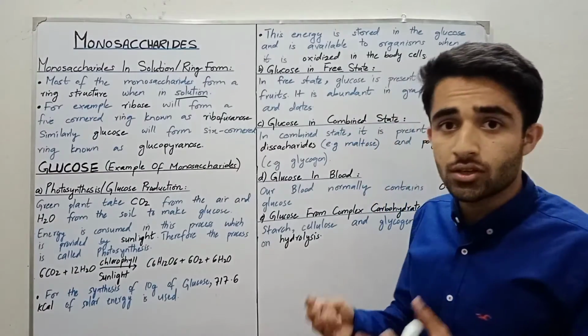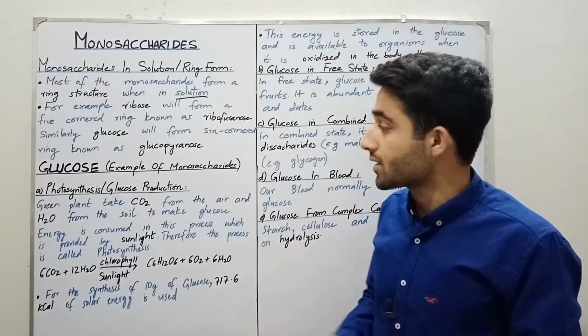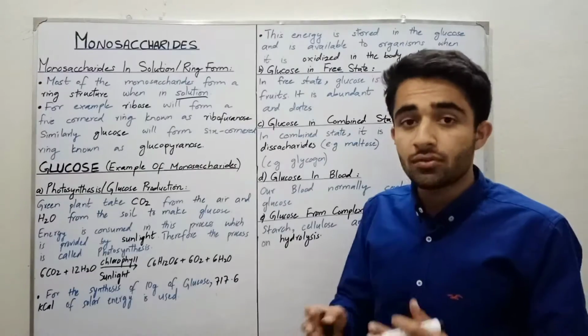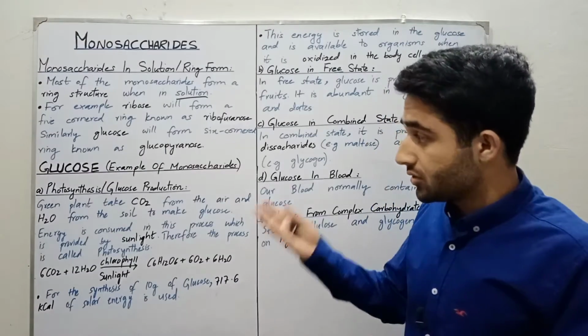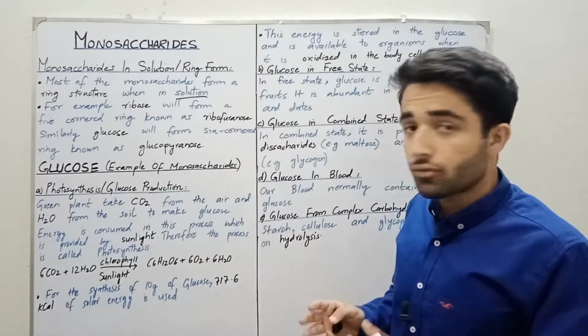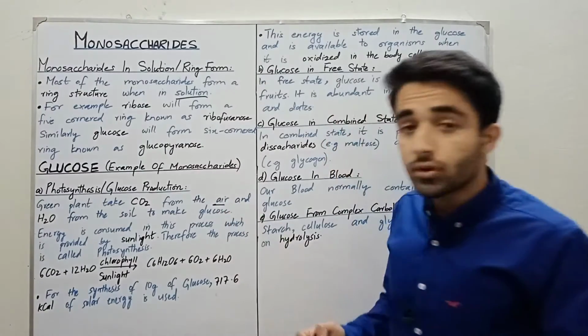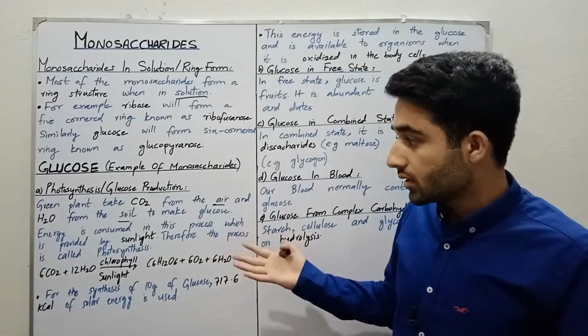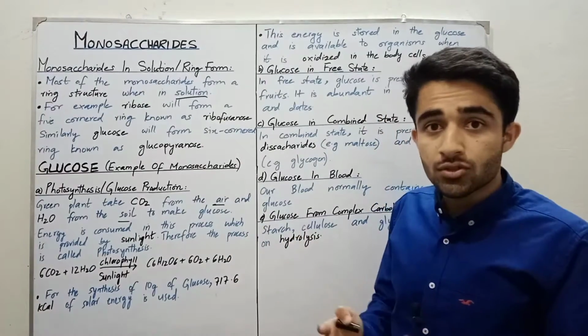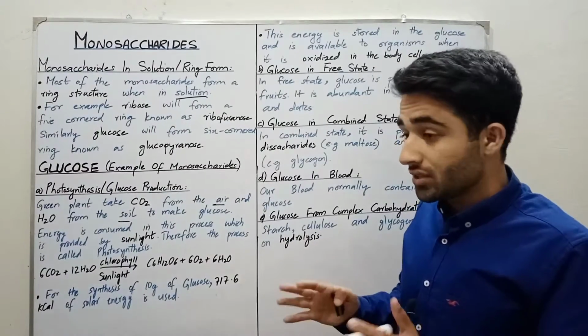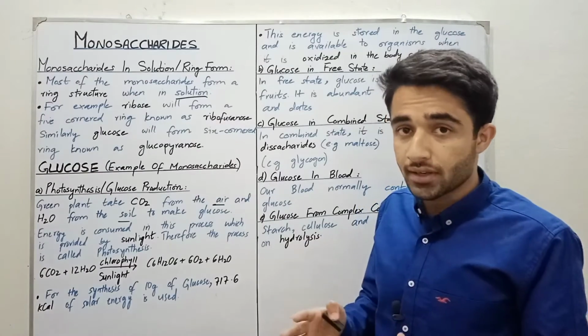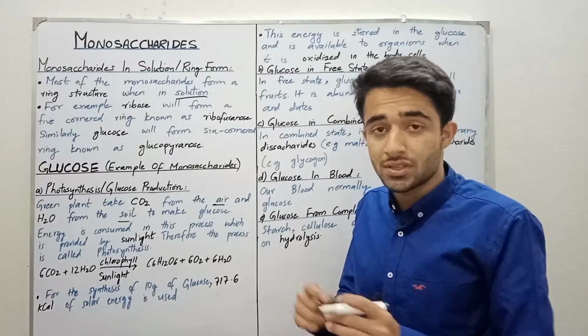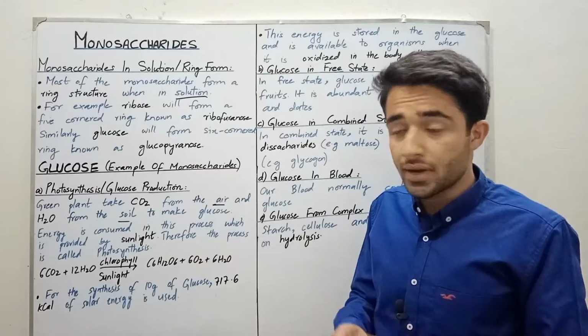The next is glucose, which is an example of a monosaccharide. The first point: photosynthesis, which is also known as glucose production. The green plants take CO2 from the air, and also they take H2O from the soil to make glucose. Energy is consumed in this process, which is provided by the sunlight.